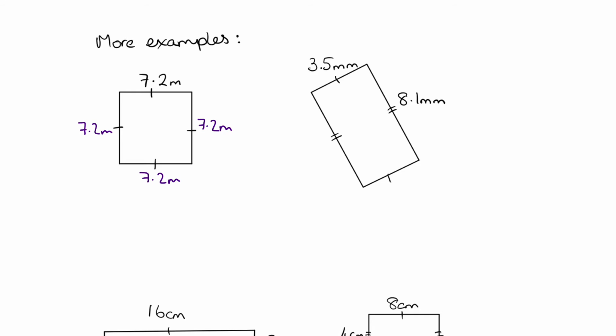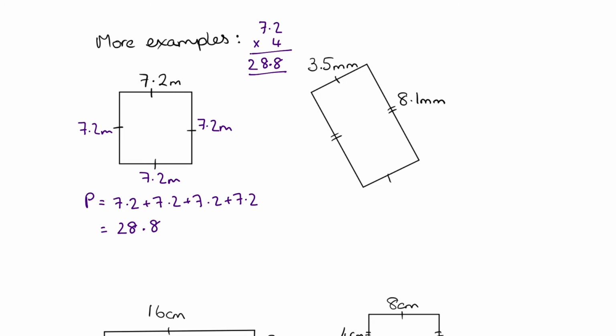Okay, so we can work out the perimeter is 7.2, add 7.2, add 7.2, add 7.2, or we could have done that 7.2 times 4. Let's do it like that. We'll just do it over here. 7.2 times 4. So 2 4s are 8. 7 4s are 28. We've got 1 decimal place in the question, so we need 1 decimal place in the answer. So the point goes there. So it's 28.8 metres.